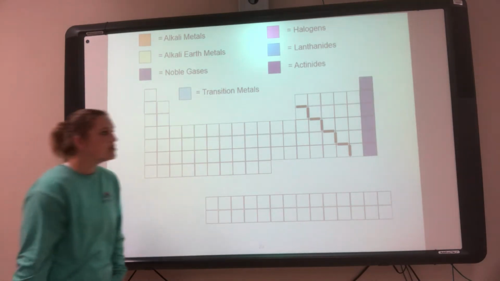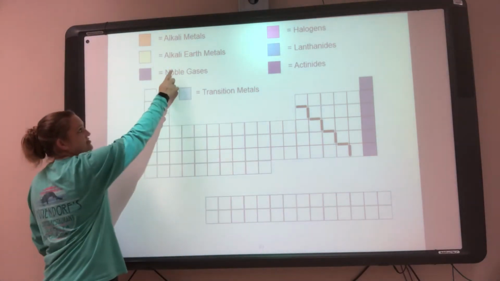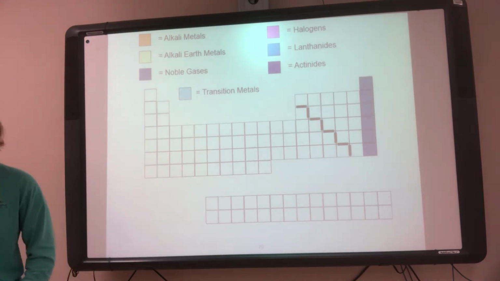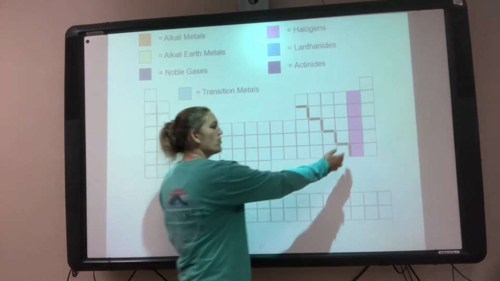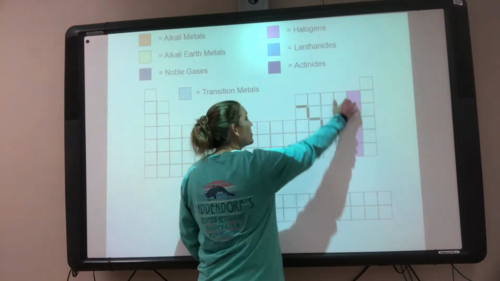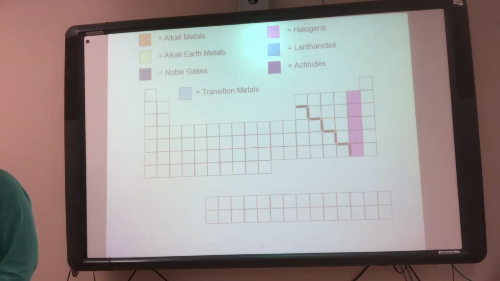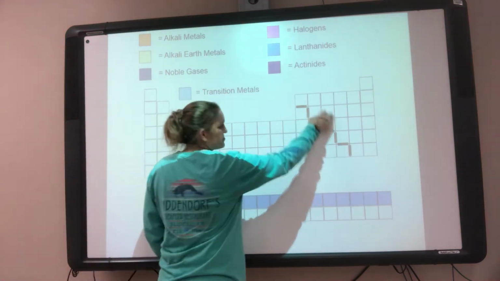The last column all the way over here, 8A, these are my noble gases. The column right next to it, this is the one with fluorine and chlorine and bromine and iodine and astatine. This column right here are my halogens. These columns don't really have names.